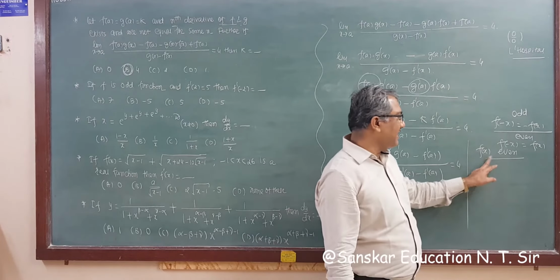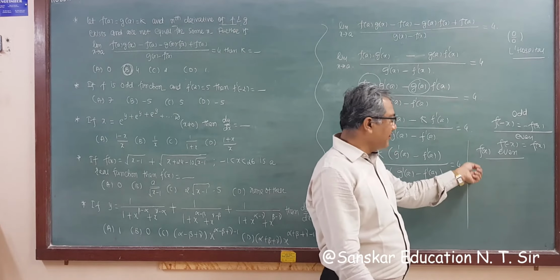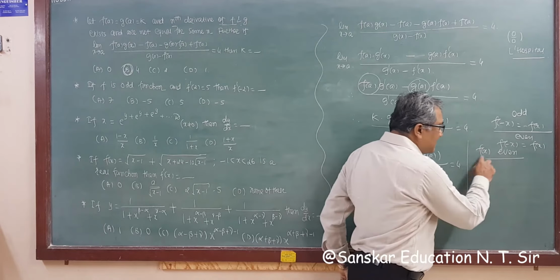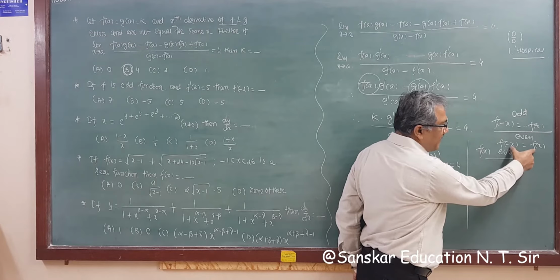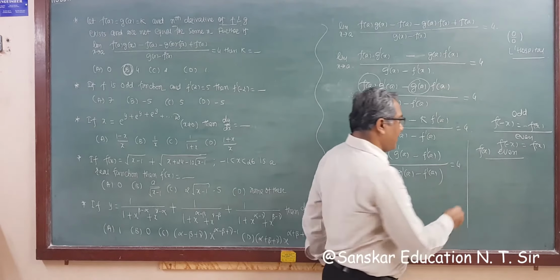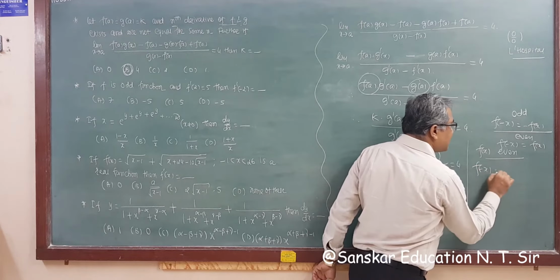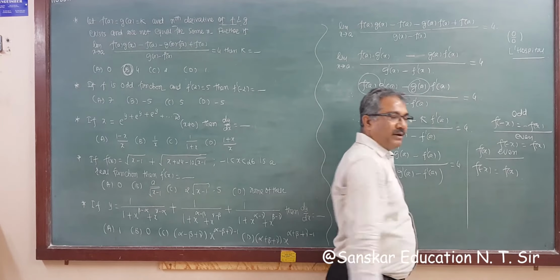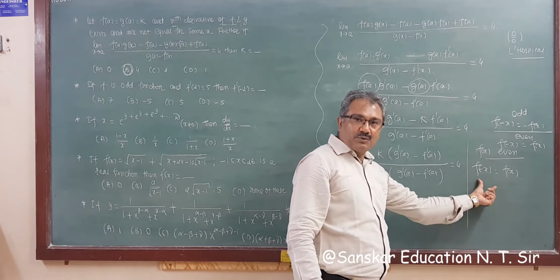So now it is given that f(x) is an even function. Then the derivative of this: f(x) is even, that is, f(-x) is equal to f(x). So f(-x) is equal to f(x). Now differentiate this function with respect to x.